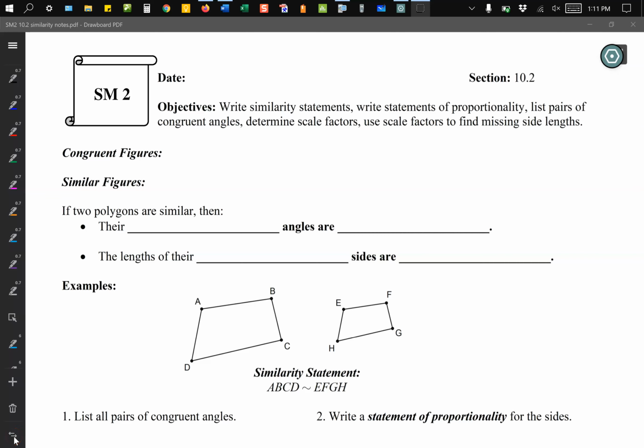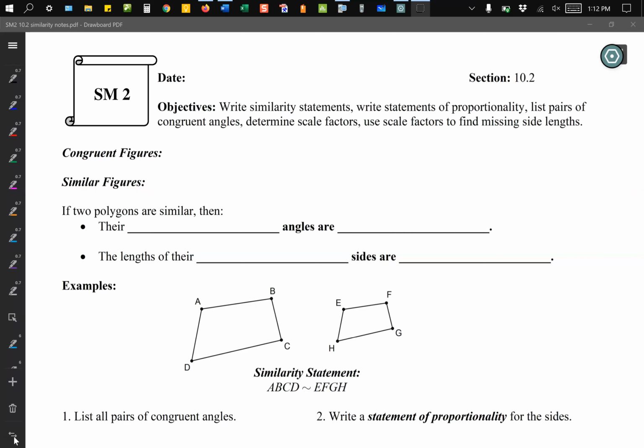Welcome back. Let's talk about section 10.2. So in this section, we are going to talk about similar figures. So our objectives are to write similarity statements, statements of proportionality, to figure out which parts of the figures are congruent, to figure out scale factors, and to figure out missing side lengths.